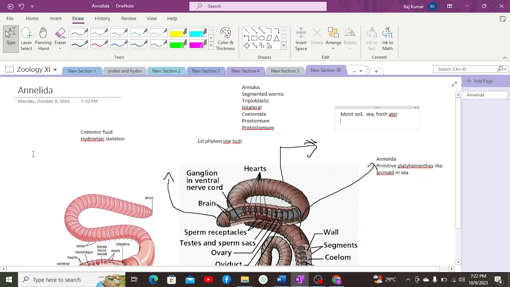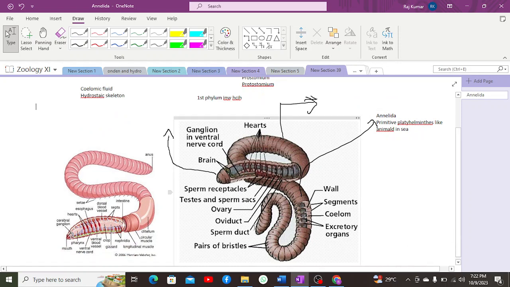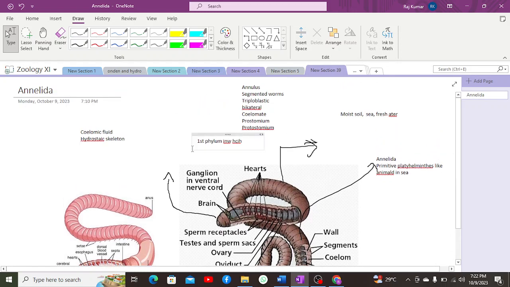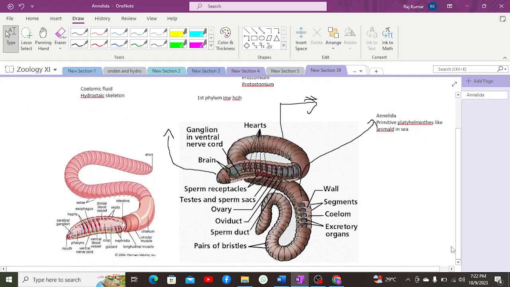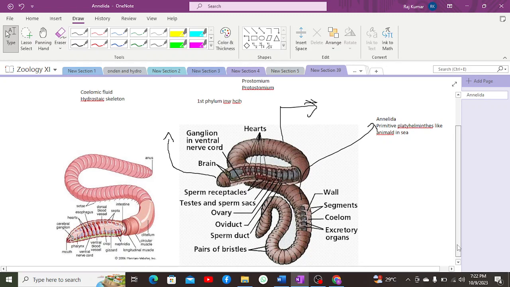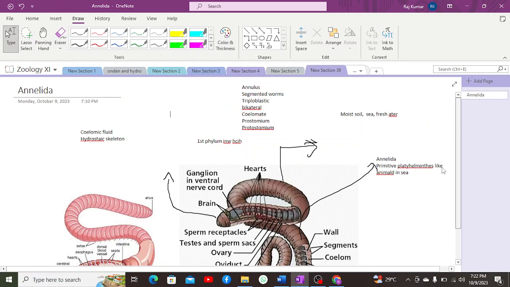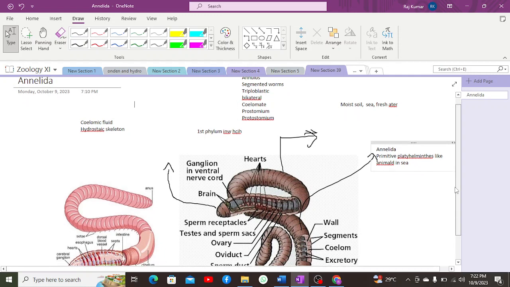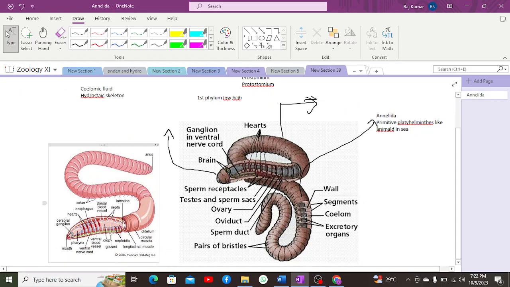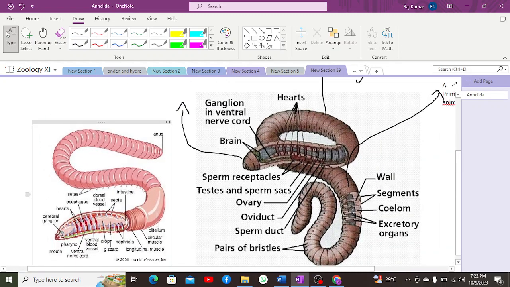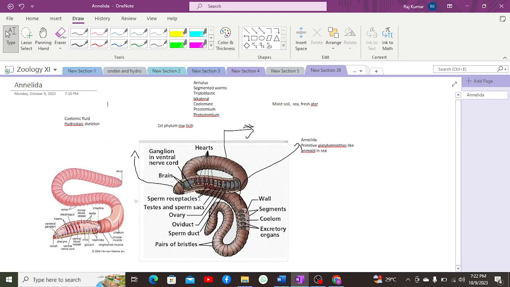When it comes to their digestive system, it is a complete digestive system. It is tube-like, with a mouth and anus and a complete alimentary canal. They have a closed circulatory system with heart and blood vessels. Excretion takes place through special excretory organs known as metanephridia. These are organs made up of ciliated cells, which allow the process of excretion through them.